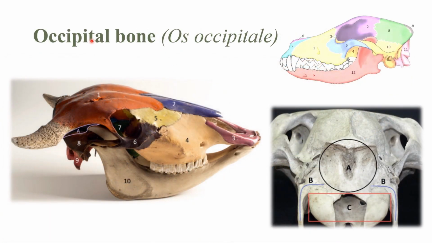Next up we have the occipital bone, os occipitale, which is located right here at the bottom. Now this is a big bone. All of it is occipital bone. Everything here, it has a lot of different parts, which we will talk about in the future if you show interest. And this is where you can see it on the canine skull as well.